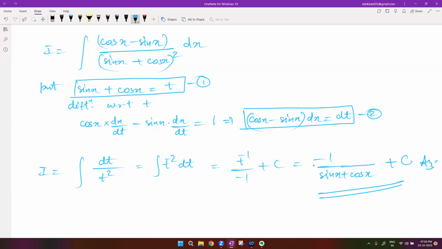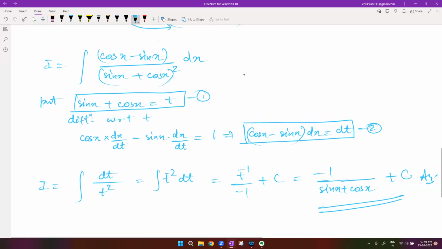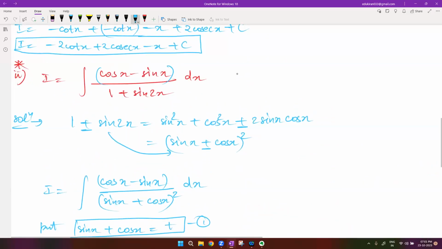So it was an important question. It will be asked in different formats, with different values, but the concept remains the same. You have to convert your denominator into the form of sin x plus cos x or sin x minus cos x. Your numerator decides how you would convert this form. Like in this case, the numerator was cos x minus sin x.